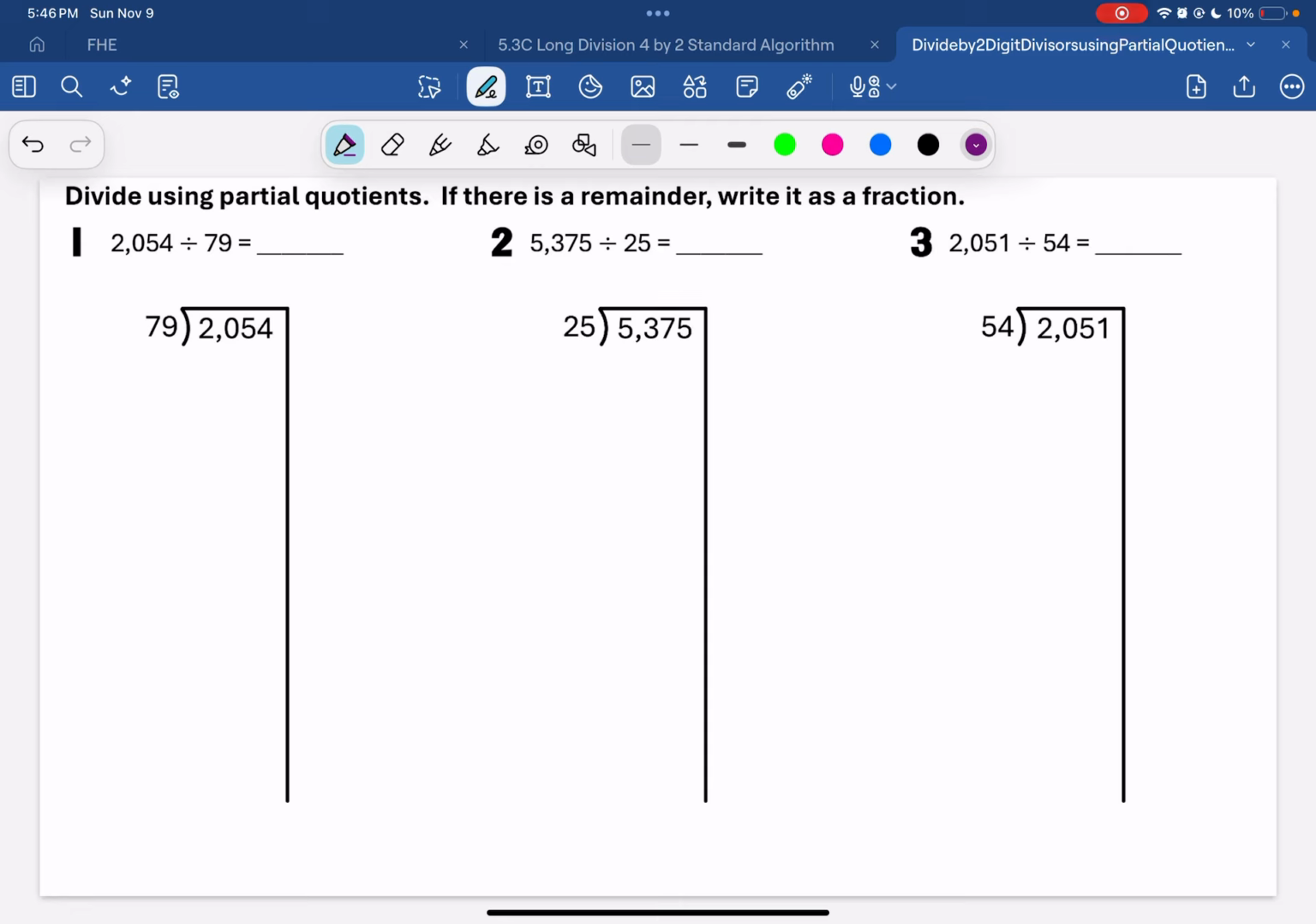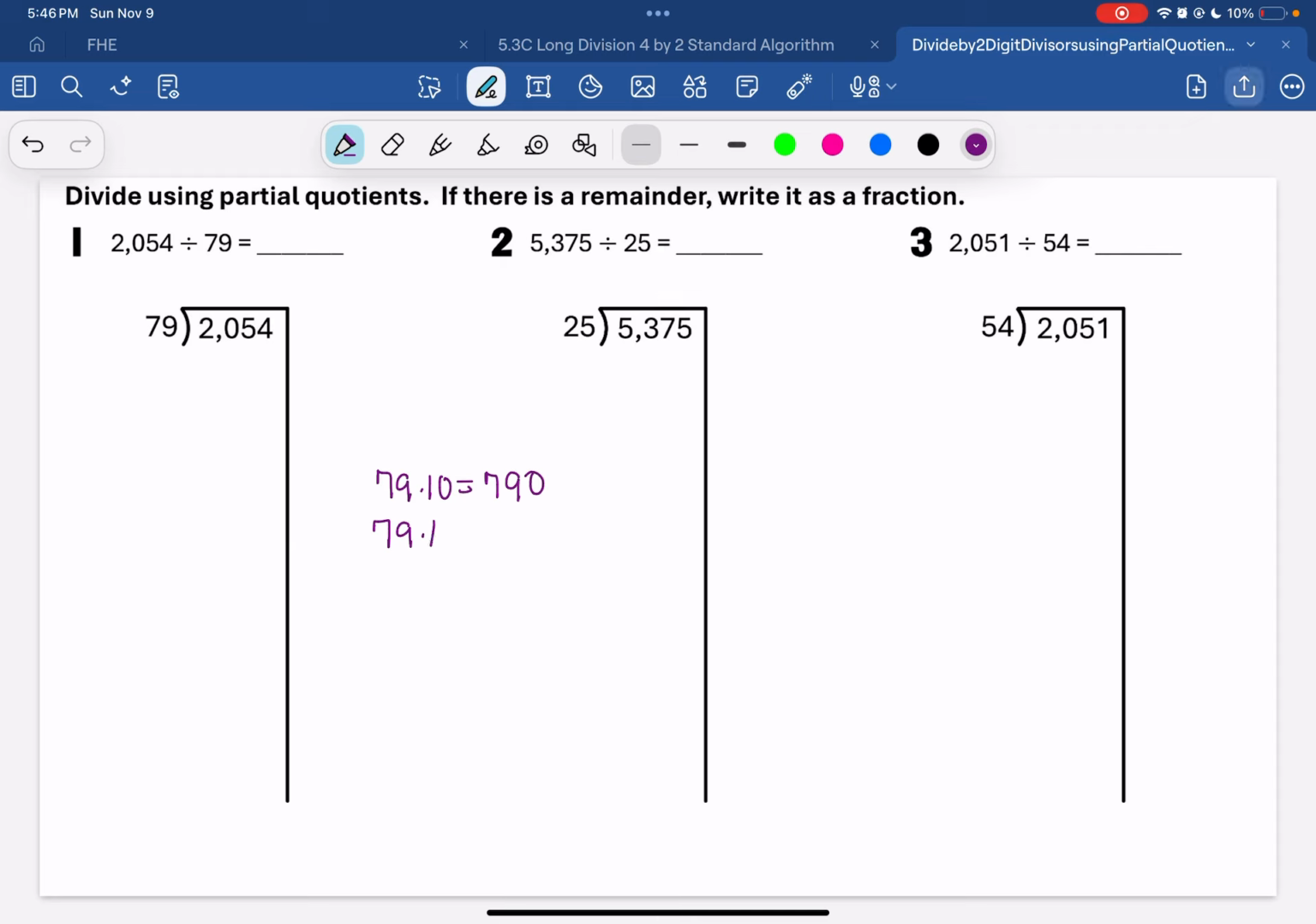All right, so I always suggest to start off with, anytime you can, use powers of 10. And then doubling and halving. So let me show you what that looks like. So the first thing is 79 times 10, 790. Well, if we do 100, we know that's going to be way too much. So what I want to do is double. When I say double, what I'm multiplying the divisor by.